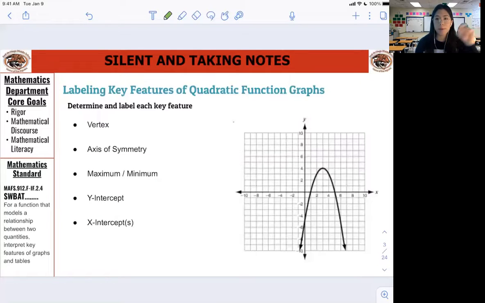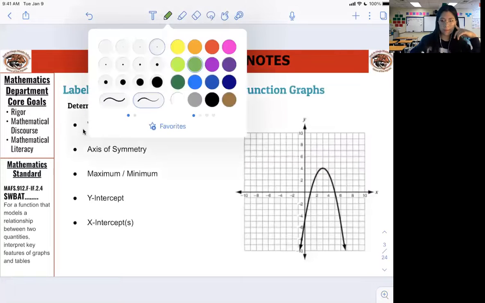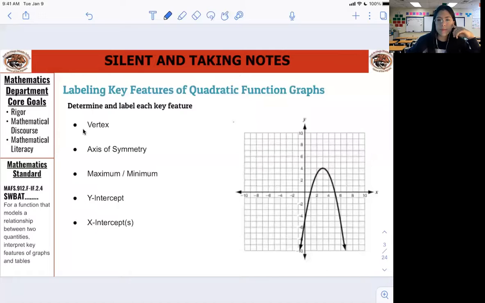So let's see how fast we can do it. And I want to see how many people can participate. So send me your answers in the chat. That way I can make sure that everybody's on board. Vertex, where is that? Go ahead and send me your answers. All right, give you guys 10 more seconds. I'm seeing a few responses. 1, 2, 3, 4. I have 4 responses so far. Where is the vertex?